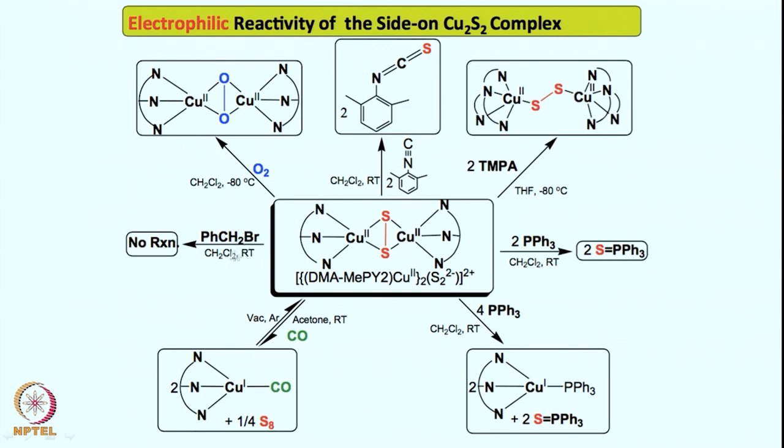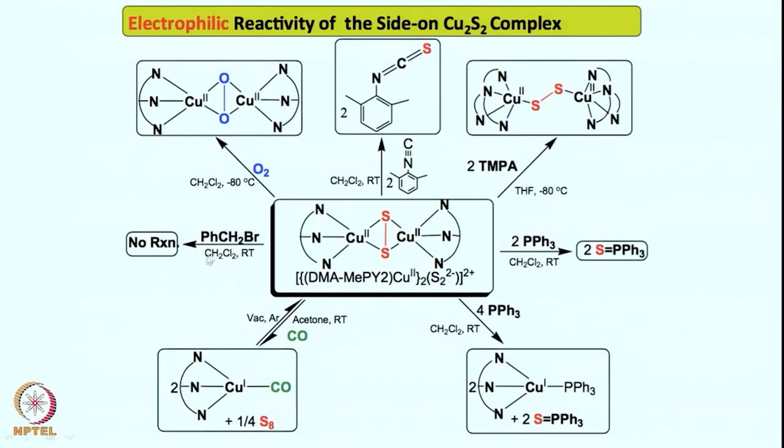Not surprisingly, I would say benzyl bromide, as you have seen this reagent reacting with benzyl bromide to give dibenzyl bisulfide, but in this case there is no reaction, once again reinforcing the fact that these disulfides are electrophilic. Quite interestingly, these benzyl bromide reactions and isocyanide reactions make it quite clear that the reactivity patterns for endon disulfide versus sidon disulfides are completely different.